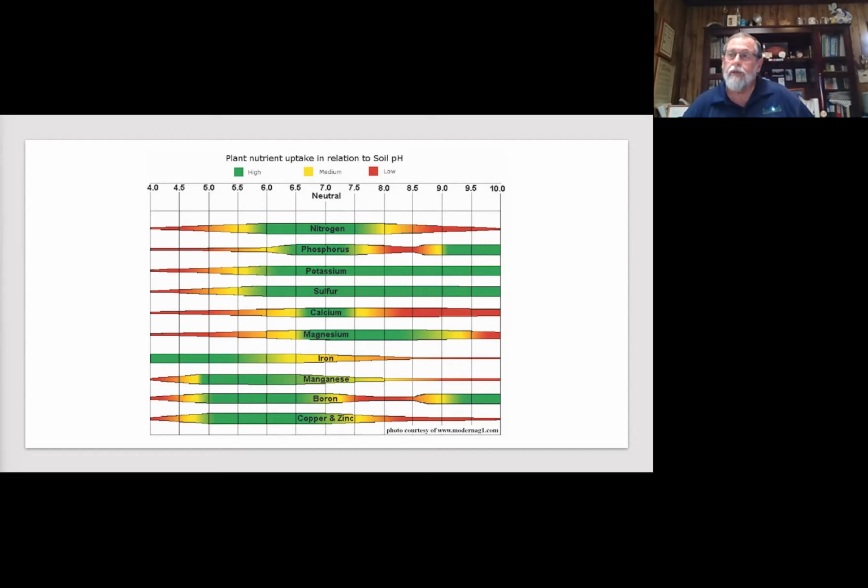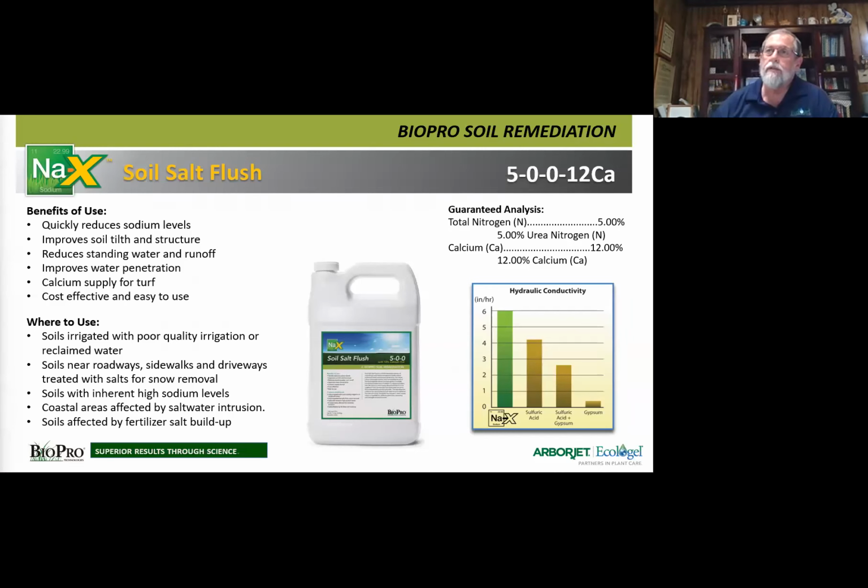So that's going to be through things like adding lime to raise pH, and then most people use something like sulfur products to help reduce pH. When you have things like salts, calcium is the most important thing to use. A lot of people use gypsum, but we have a product called NAX, which is a calcium liquid flush that helps flush those salts out very rapidly from the soil and allows them to be leached out and allow the turf to do much better and perform better.